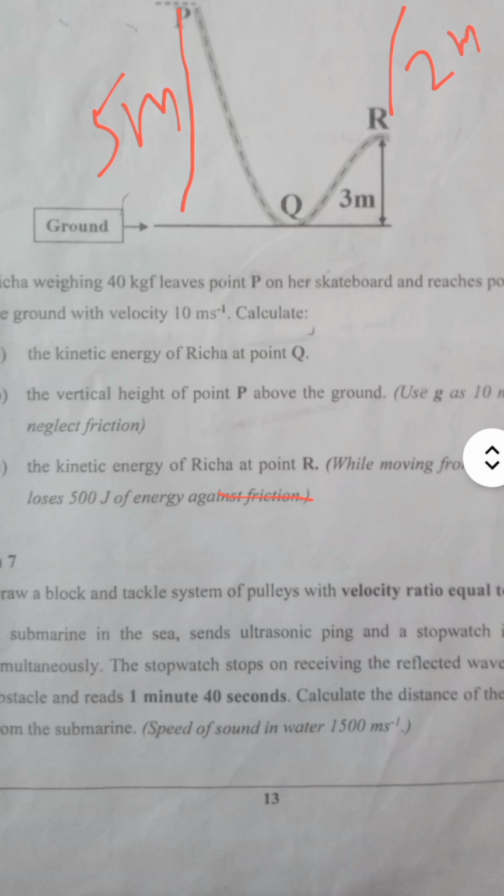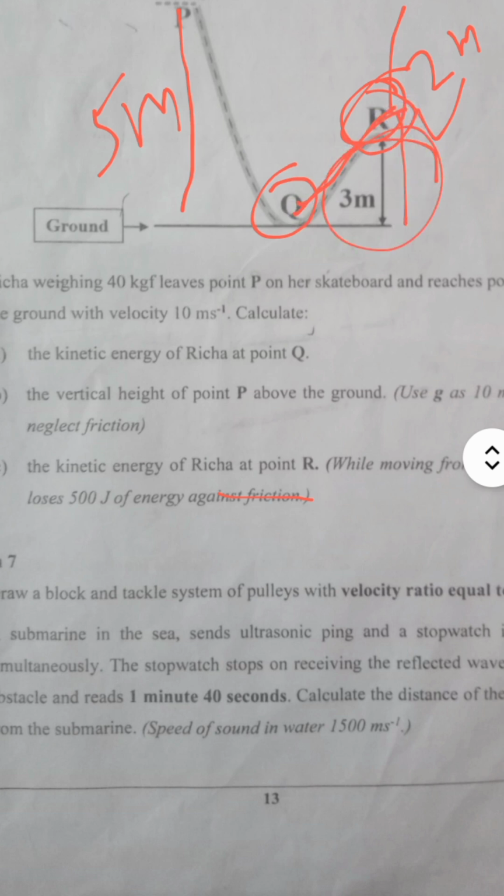The last part of the question was the kinetic energy of the teacher at point R. So what will happen to the kinetic energy? Here the kinetic energy was at Q, and when he is gaining potential energy, there is a loss in the kinetic energy, and here the kinetic energy will be less. So the loss in the kinetic energy is equal to the gain in the potential energy.